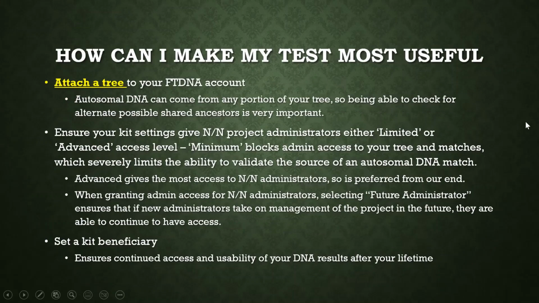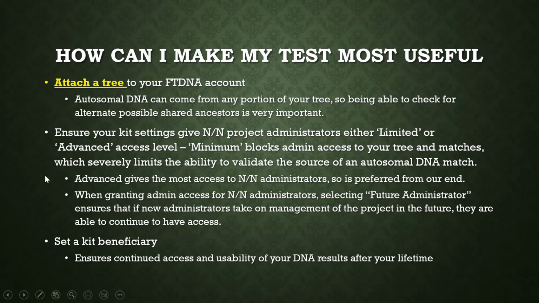Then as far as how to make your test most useful, attach a tree to your Family Tree DNA account. As we've mentioned, the autosomal DNA can come from any portion of your tree, so it's important to be able to check what your tree is against a match's tree in order to check the likelihood that there is a secondary shared ancestor that we aren't aware of. It's very easy to make assumptions that a match is from some known common ancestor, but completely miss that there's a second or third possibility. So having the tree available to us will very significantly help.